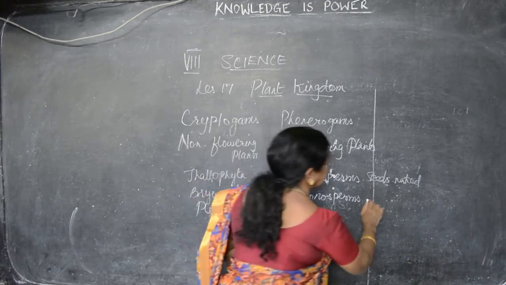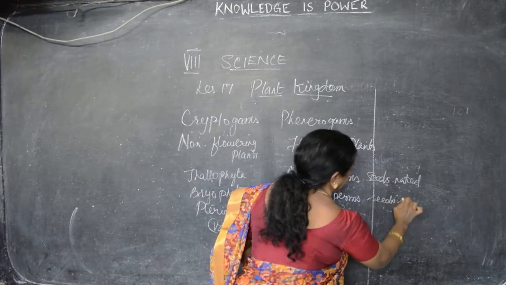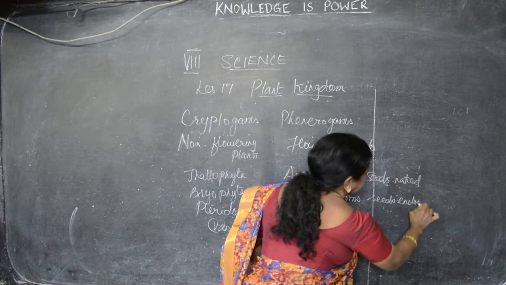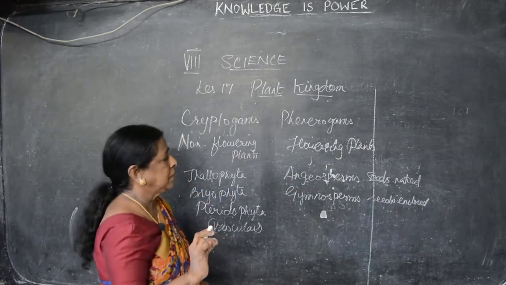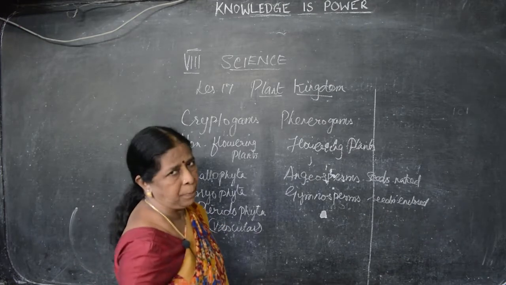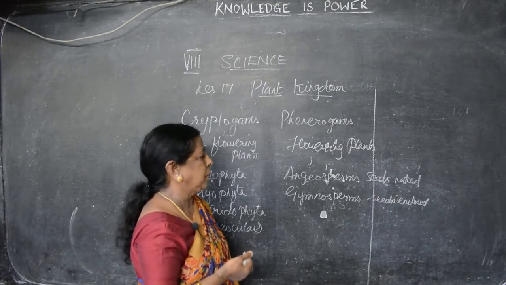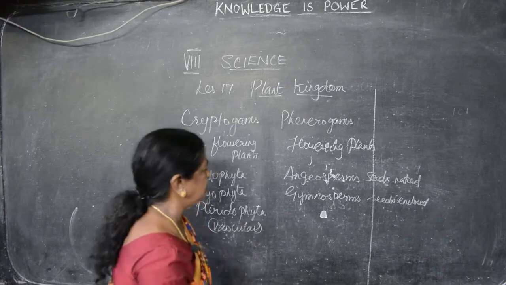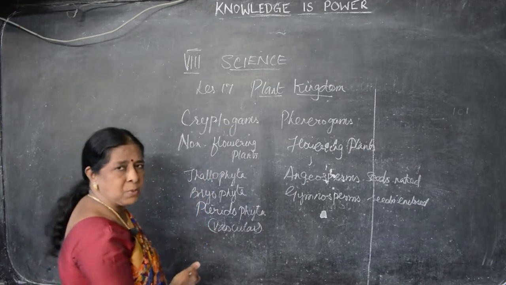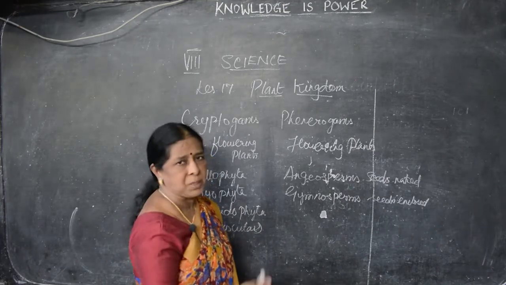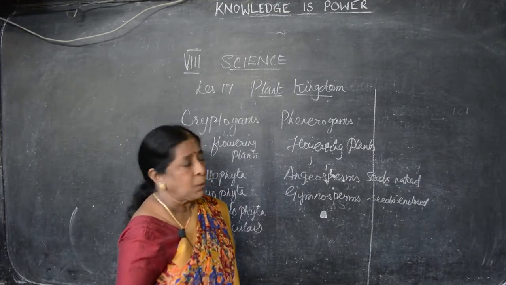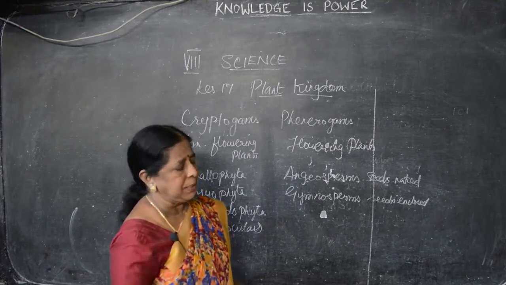Here, seeds enclosed. That is, seeds are covered with a thing, what I say. Seeds must be covered, that is pericarp. Seed is covered with the pericarp. Clear? So, angiosperm and gymnosperm. Now, we have to see what is angiosperm, what are the plants come under the angiosperm, and what is gymnosperm, what are the plants, what are the uses, how they help in the plant field. Okay? Let us see now.